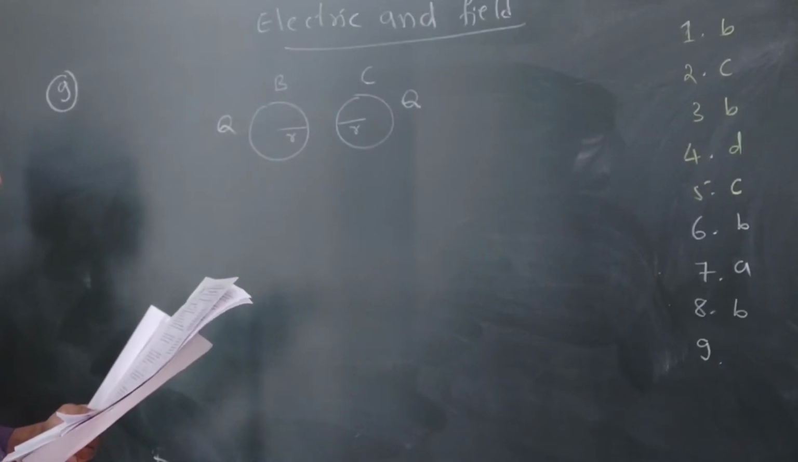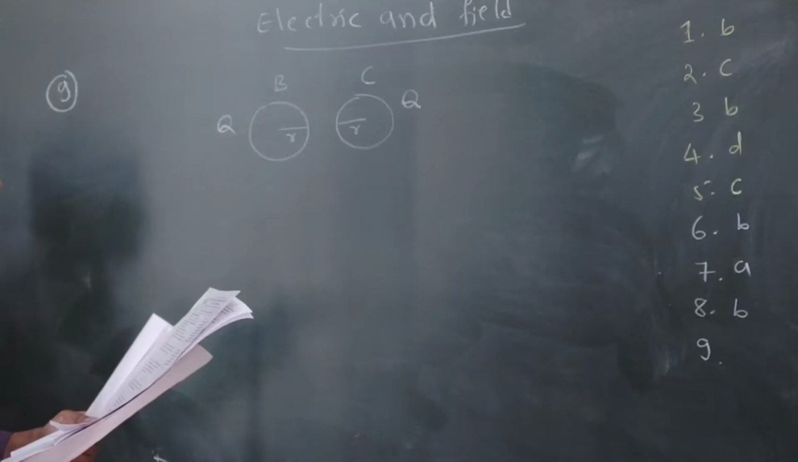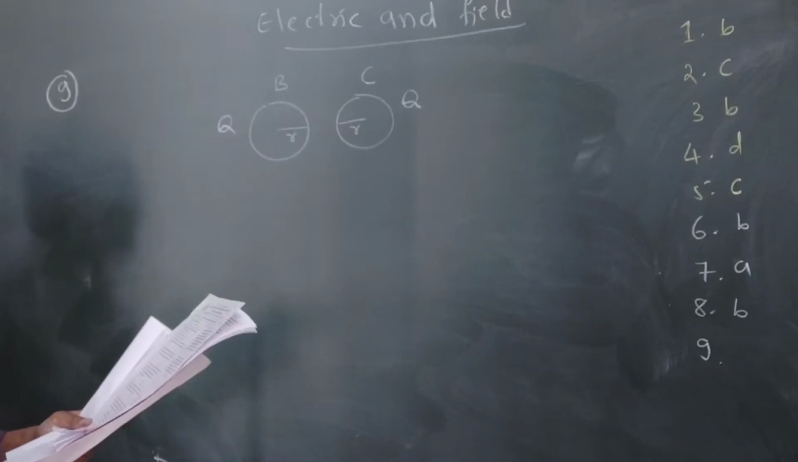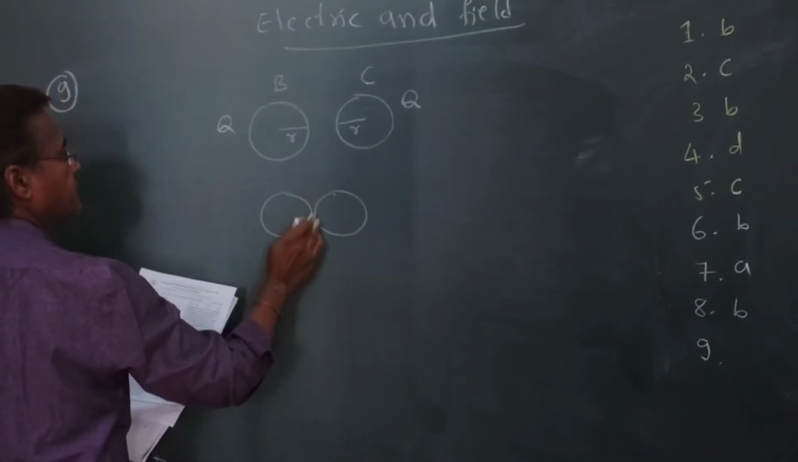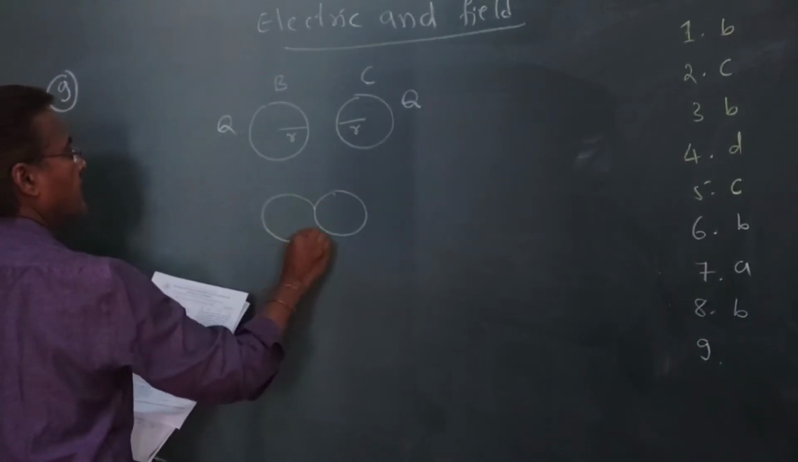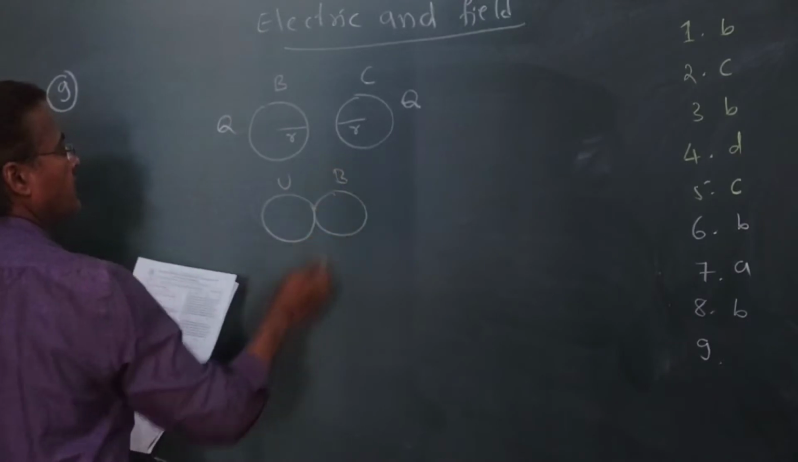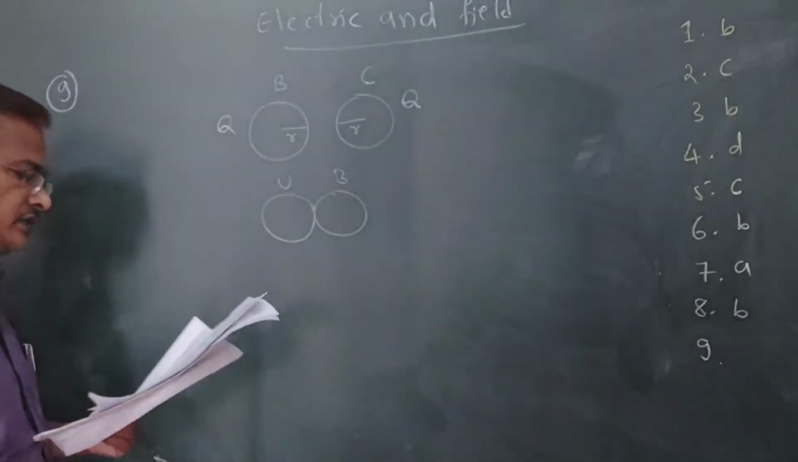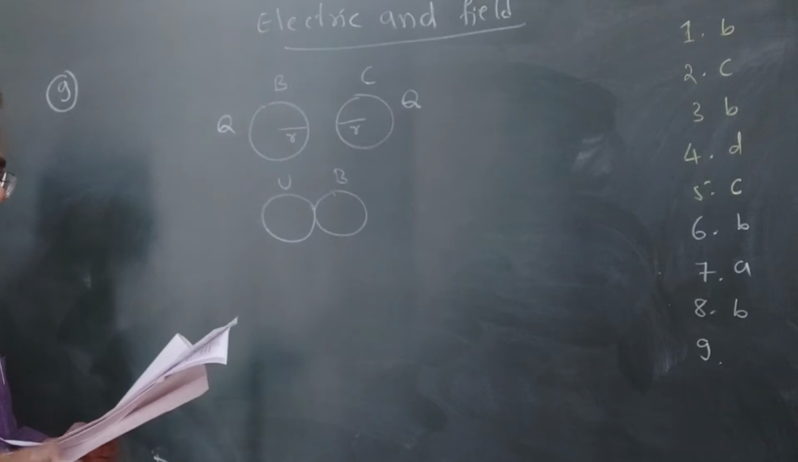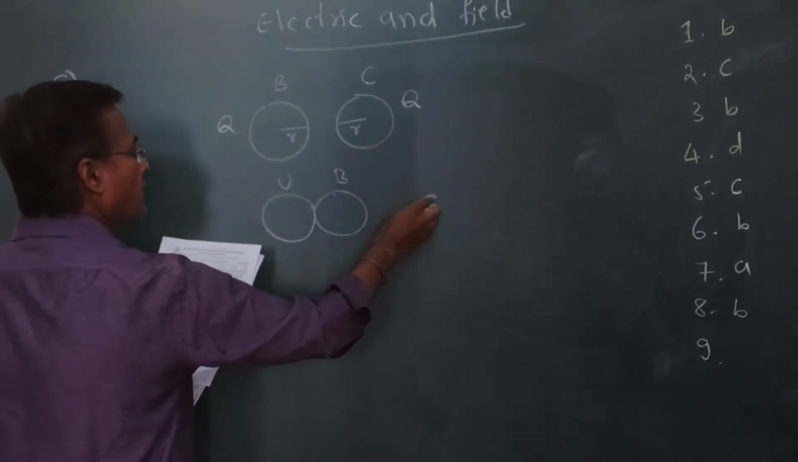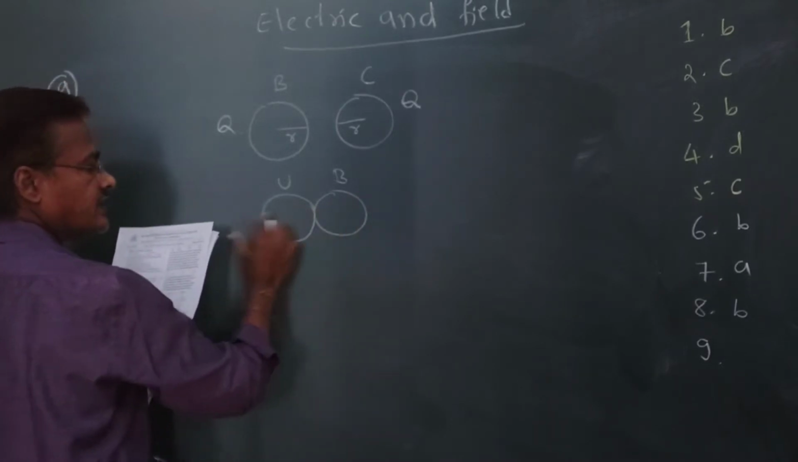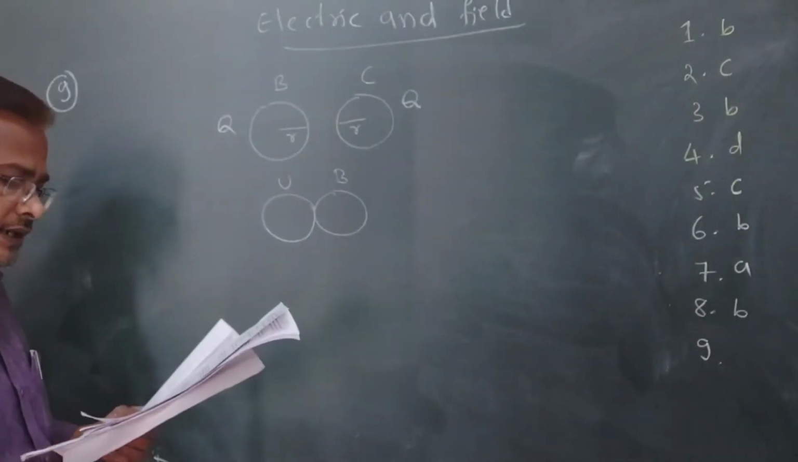So when kept at a certain distance, a third spherical conductor having the same radius as that of B but uncharged is brought in contact with B. So when it is brought in contact with the other one that has charge, this one is uncharged. The uncharged one touches B, same radius, so they share charge. Then it is brought in contact with C, these two. Afterwards it is separated.